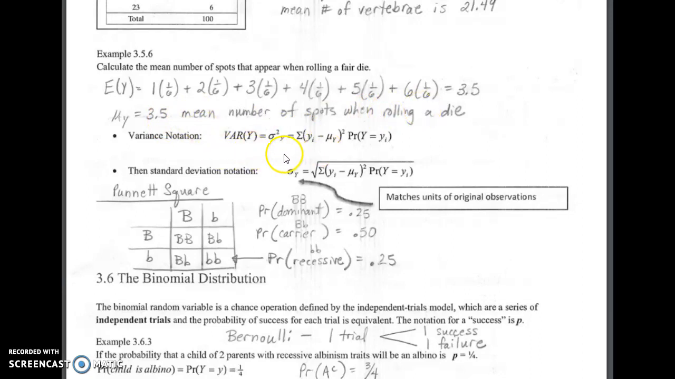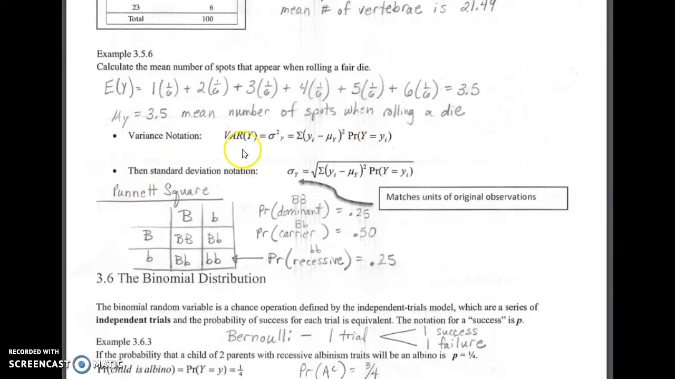Variance, we won't really use this formula, but variance y is sigma squared y, and that is given by the capital sigma, the Greek letter sigma, meaning summation of each individual y value minus its mean quantity squared, times the probability of some random variable y equaling some value y.